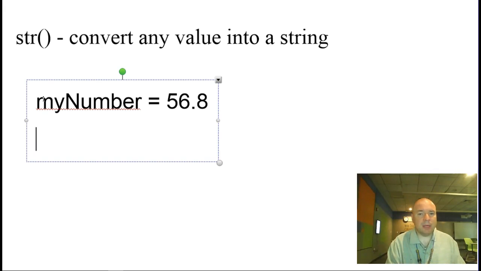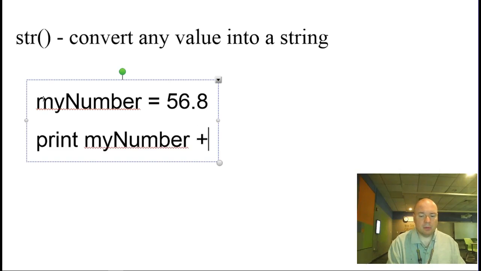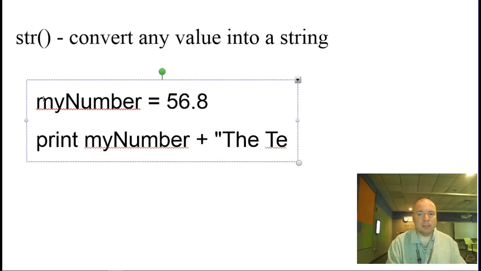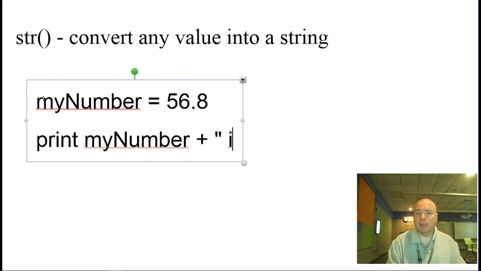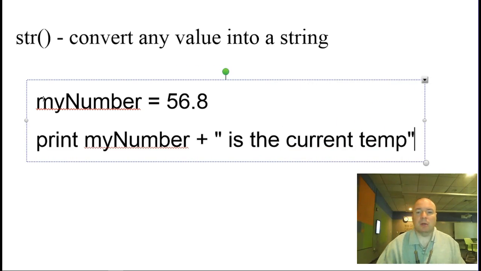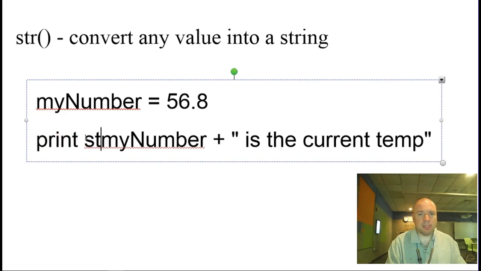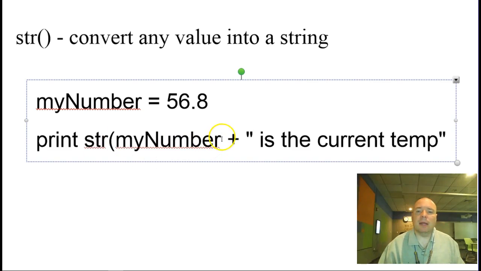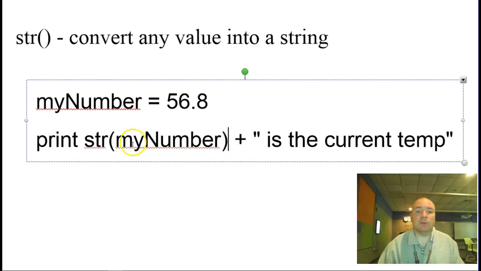And then we said, but wait, I want to print out maybe that this is a temperature. So I wanted to say print my number plus the, can't type it, current temp. Well, this won't work. This is going to cause an error. So what I need to do is use the function str around my number to convert it to a string.